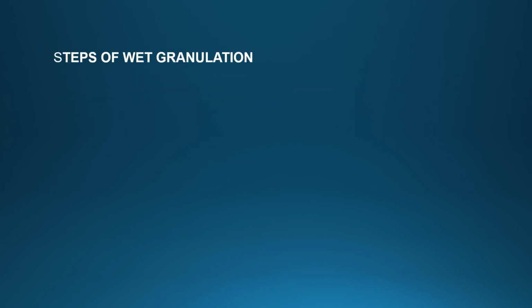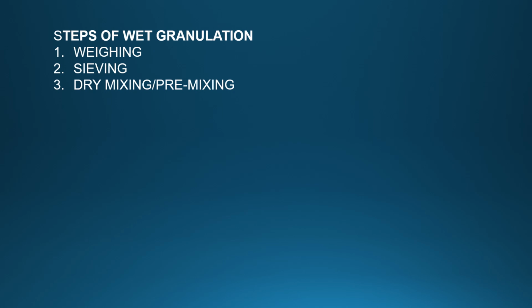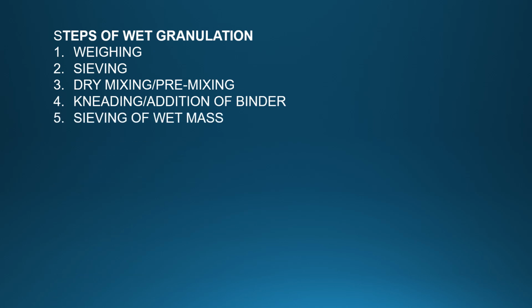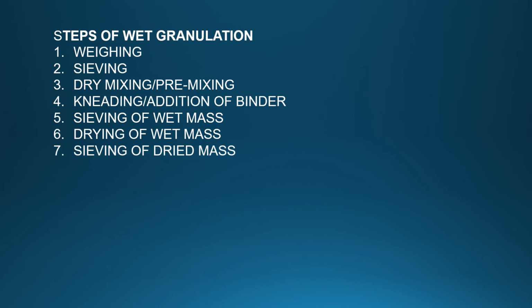The next is steps of wet granulation, which we have already discussed in the previous video. So let's go through one by one. Weighing, then it is sieving. Third step is dry mixing or pre-mixing stage. Fourth is kneading or addition of binder. Sieving of wet mass. Next is drying of wet mass. Sieving of dried mass. And then the final step is blending. So let's go into detail in each of these one by one.